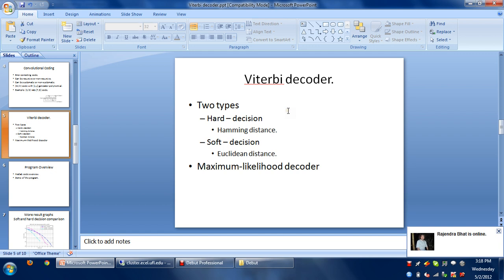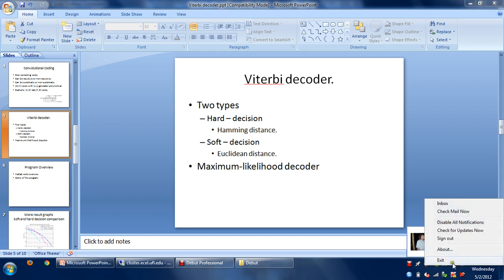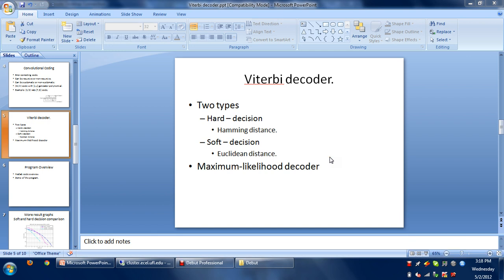Going to the Viterbi decoder, we have two types of decoder. One is hard decision, in which the Hamming distance is taken as the branch metric. The Hamming distance is computed between the received symbol and the alphabet of the receiver. The hard decision decoder considers only the received bit for computation of Hamming distance, and hence there is a lot of computation. However, it is very simple to implement.